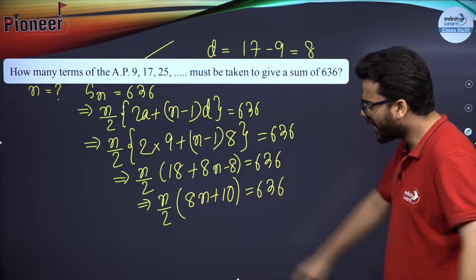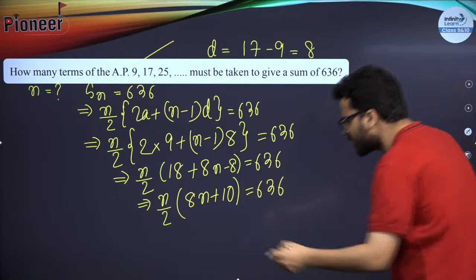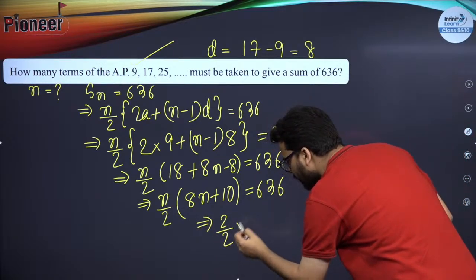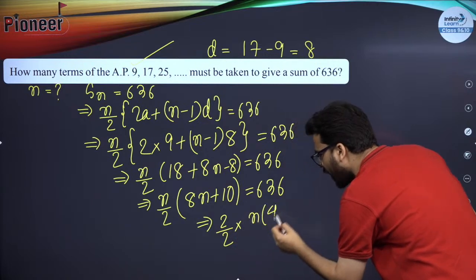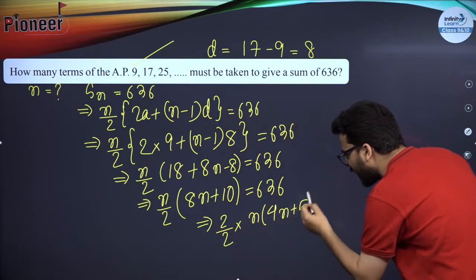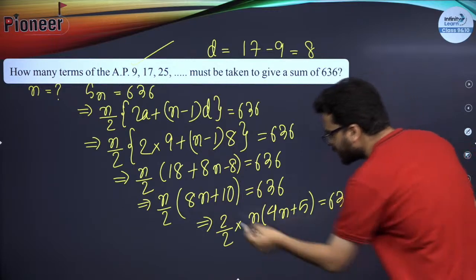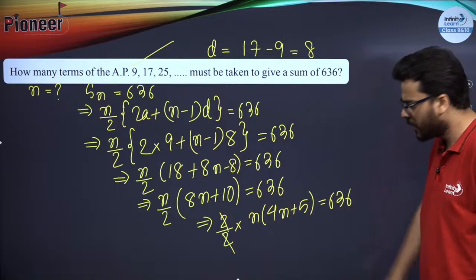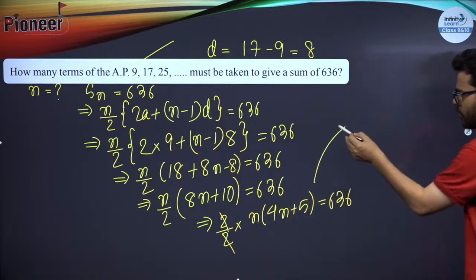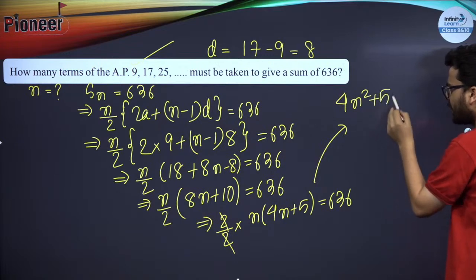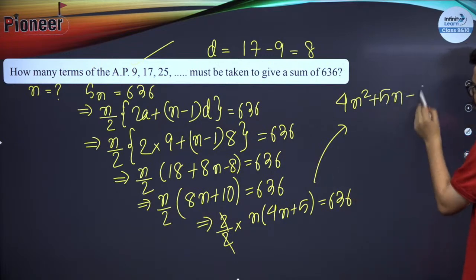Now guys, over here, can I take 2 as common in the numerator so as to just simplify? I can take 2 as common in the numerator, so I'll be left with n into 4n plus 5, and that is equal to 636. I hope this is clear. So this 2 will be cancelled out over here. If you simplify it further, what are we going to get, guys? We are going to get 4n square plus 5n minus 636.